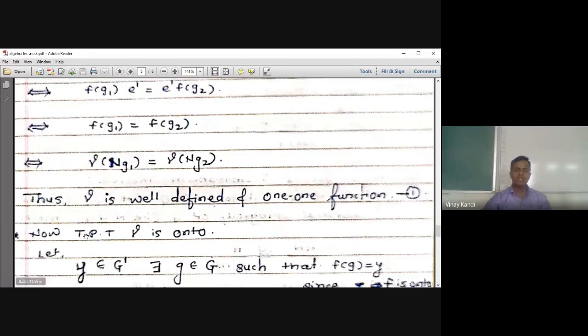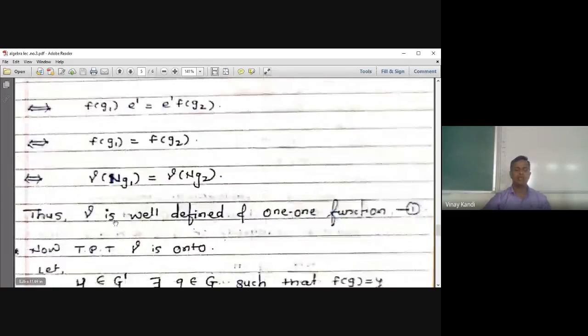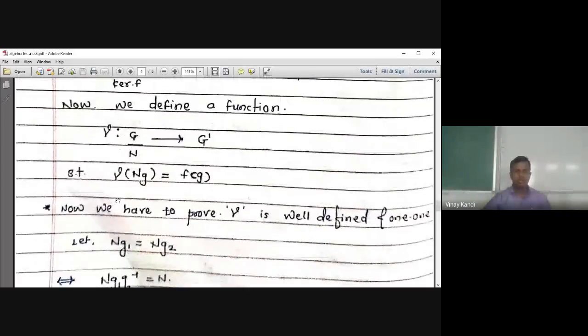Now we have to prove that this gamma is onto. Let y belongs to G dash. Onto means what? We have to prove this gamma is an onto function. It means that for every element in G dash, there is a pre-image in G by n. प्रत्येक एलिमेंट G dash च्या प्रत्येक एलिमेंट साठी मला काय पाहिजे? G by n मध्ये मला एलिमेंट मिळायला पाहिजे.